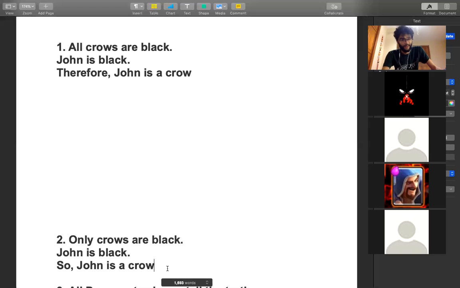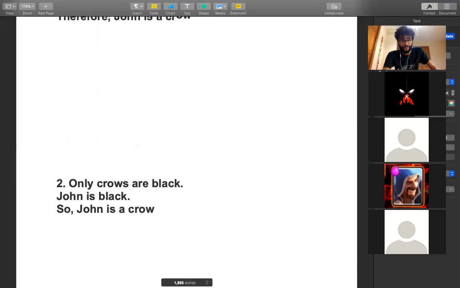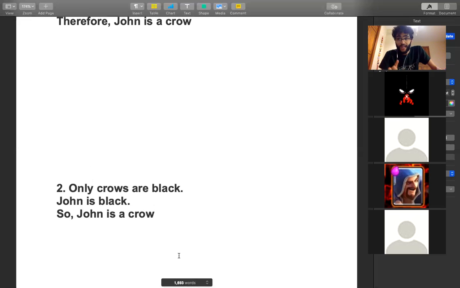The same argument, but there's a slight change in it. It says only crows are black. Now we are going to only speak logically. This doesn't make sense in the real world because we know for a fact that this book here is black. But the argument says that only crows are black. Nothing else in the world is black. Then it says John is black. Is John a crow? In this case, yes, this argument is extremely valid.